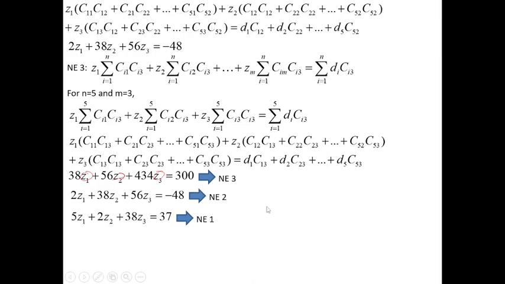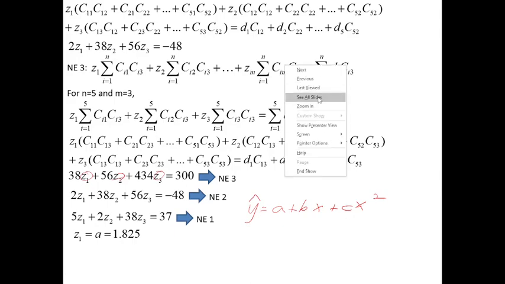So, we have z sub 1 equal to a. Di ba ang original ay a, b, and c? Di ba? y equals a plus bx plus cx squared. Ganyan siya. So, yan yung original y hat. Di ba? y hat equals a plus bx plus cx squared. Okay? So, ito yun, di ba?